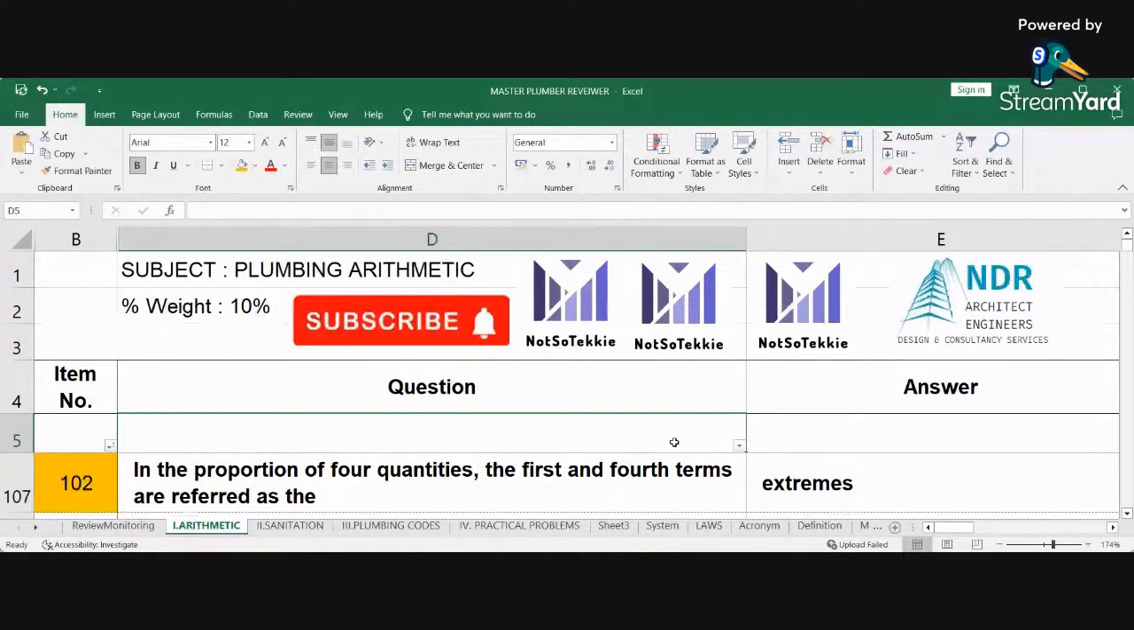In the proportion of four quantities, the first and fourth terms are referred to as extremes. The answer is extremes.